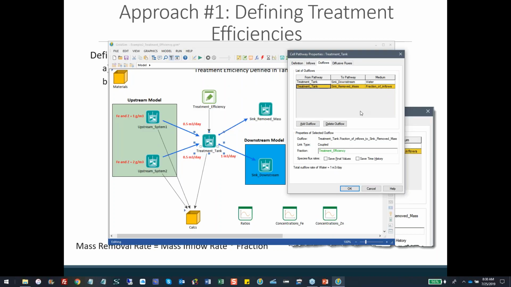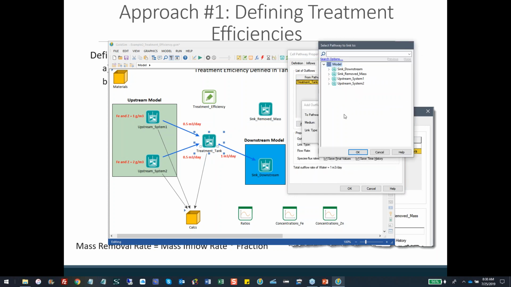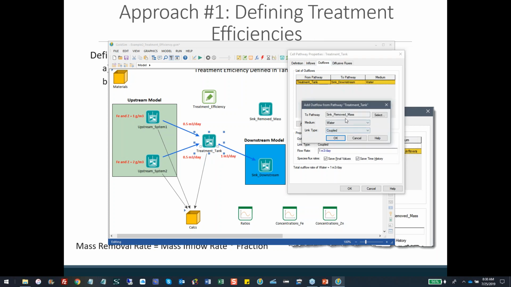So how do we do that? Because this is a little bit confusing, I'm going to do this manually so you see it happen again. Okay, so I have my treatment tank. That's what we had before. I'm going to add a new outflow. Whenever you add an outflow, you have to specify where you're going to put it. We're going to put this into this thing called sink removed mass. Typically it says, what are you moving? What are you flowing? I'm flowing water. No, that's not what I want to do now. This is a special type of outflow. We're going to say, do a fraction of inflows.